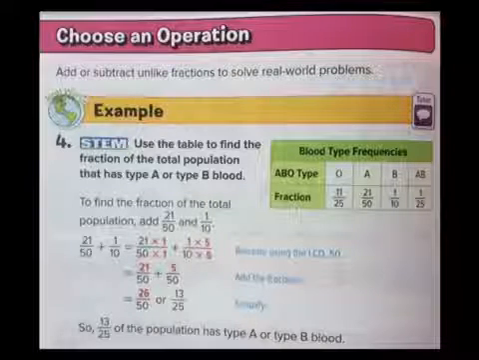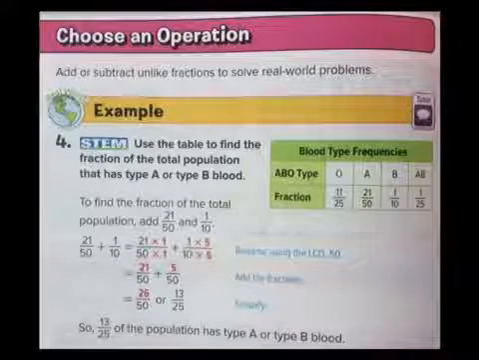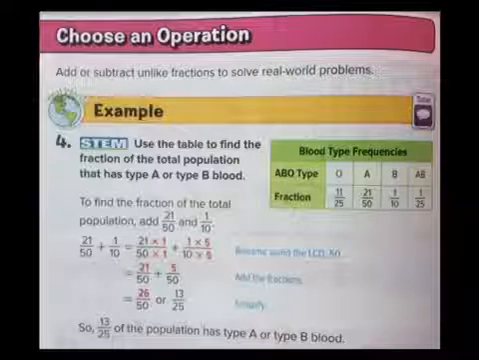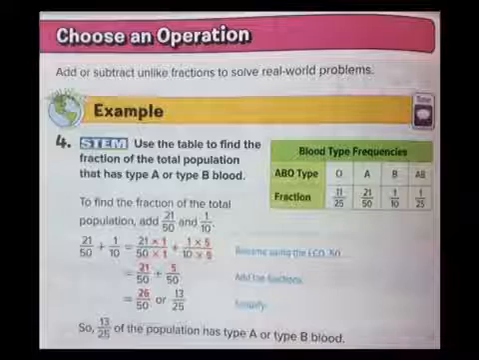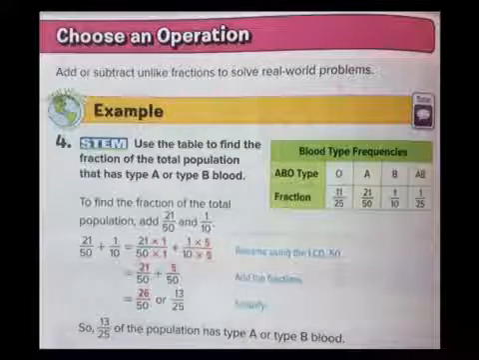For example 4, you're given a word problem with the blood type frequencies table here on the right. Take a look at it, please. This video is already long enough. Add or subtract unlike fractions to solve real-world problems. Take a look at this real-world problem and look at the therefore statement. Hopefully it makes sense. If it doesn't, ask me in class.